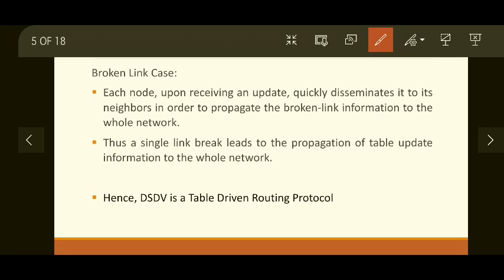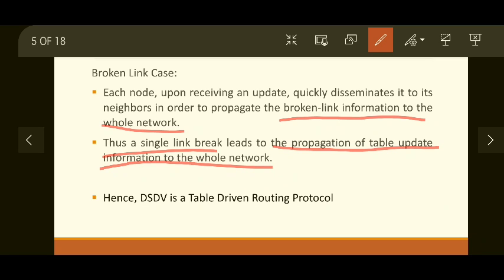These neighbors will receive the update, update their own routing table and further broadcast the update to their neighbors in order to propagate the broken link information to the whole network. So whatever changes happen, they are broadcasted step by step into the entire network. Thus a single link break leads to the propagation of table update information to the whole network. So even if a single link is changed, the entire network will update their routing tables. We can say this is a kind of drawback. Why? We will see that.